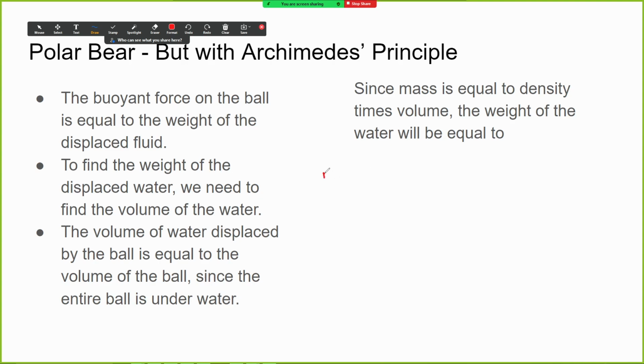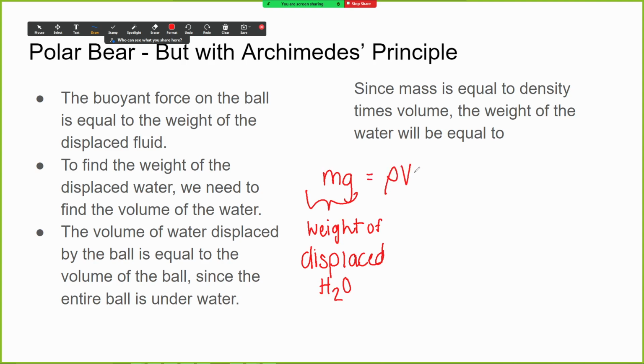So we know that the weight of the displaced water is mg. So if you want to write that, weight of displaced water should be equal to rho V g. Okay, and we're going to talk about this. So rho is the density of water. V is the volume of the water or the ball, doesn't matter, same thing because the ball is completely submerged. And then g is just what it is.